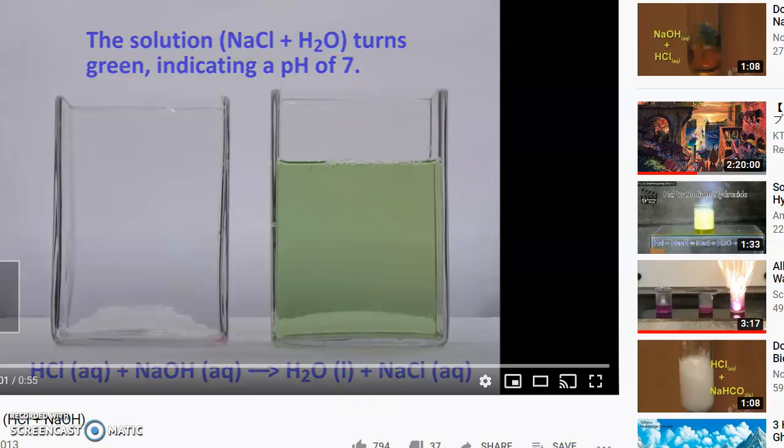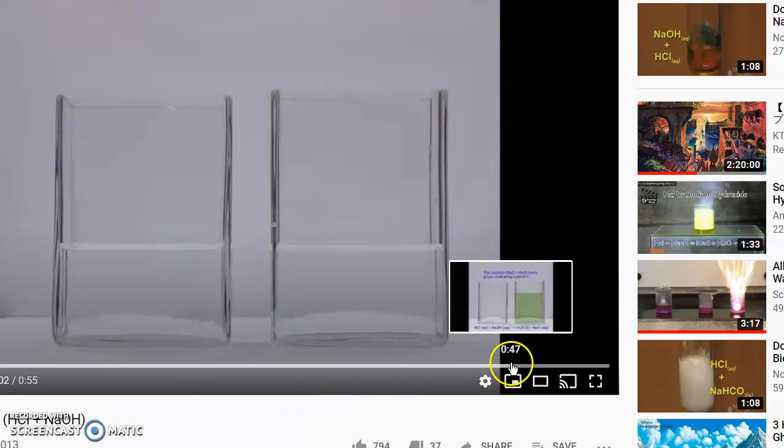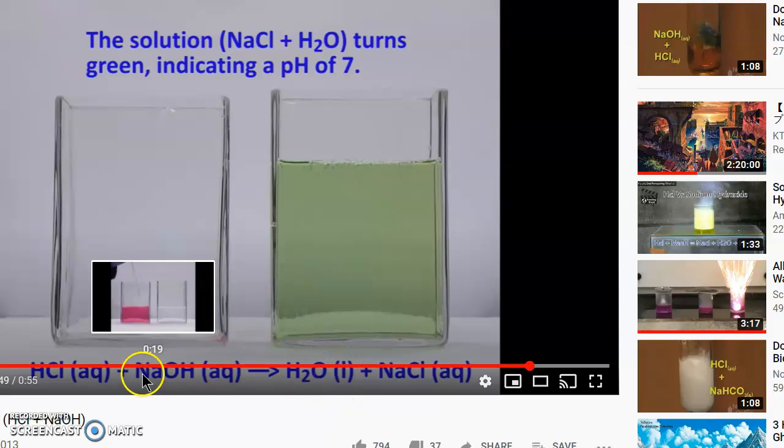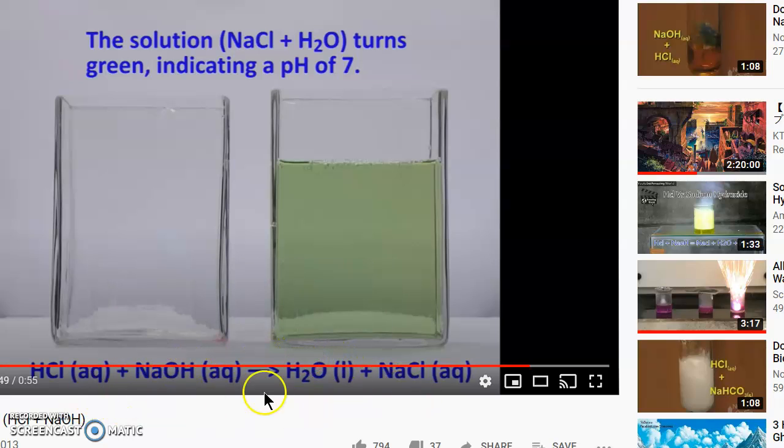And if you look at the equation on the bottom, you'll see that water is one of the things that's produced. Okay, don't worry about the equation like this. That's going to be in the next lesson.